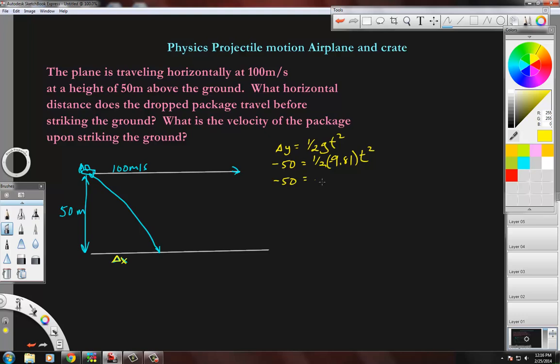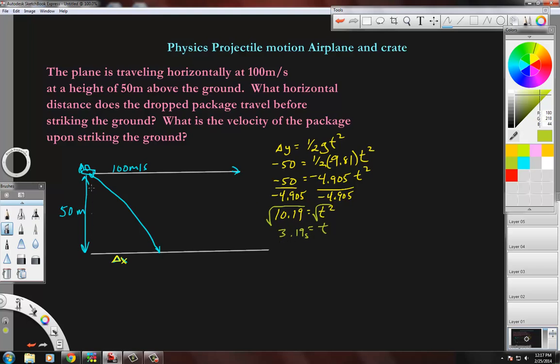So we would have 50 equals 4.905 negative. That's 1/2 times 9.81 t squared. And we'll divide by this coefficient here, 4.905. So 50 divided by this is about 10.19, and that equals t squared. So then we square root both sides to solve for our t, and that is 3.19. 3.19 seconds for the time it takes. So it takes 3.19 seconds to fall.